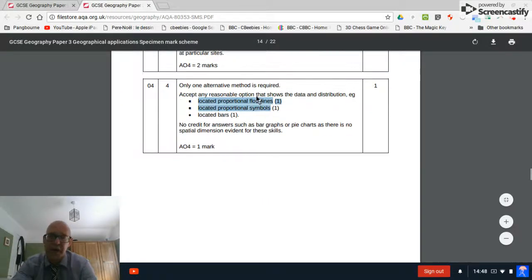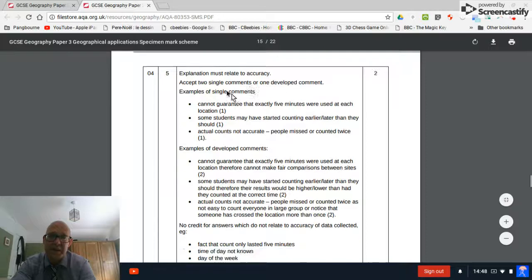And if you look at what the mark scheme says, it gives quite broad ideas. Explanation must relate to accuracy. Accept 2 single comments or 1 developed. Remember geography, simple comment or this, therefore that. So simple statements. Cannot guarantee exactly 5 minutes were used by everybody. Some students may have started counting earlier than others. Actual counts might not be accurate. Those are simple statements. 2 of those, 2 marks.